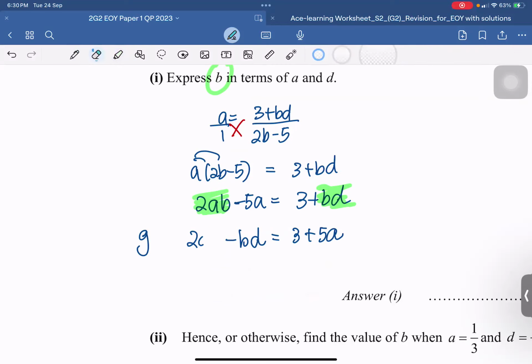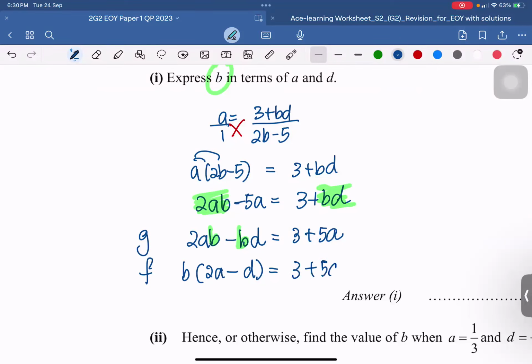What is the common factor? They want b, right? What's the common factor? b. I factorize out b, bracket 2a minus 5. Now be careful. Sometimes let's say it's 2ab minus b. I factorize out b. It's not just 2a only. Can you put a 1 down here? There'll be minus 1. Just take note, okay?